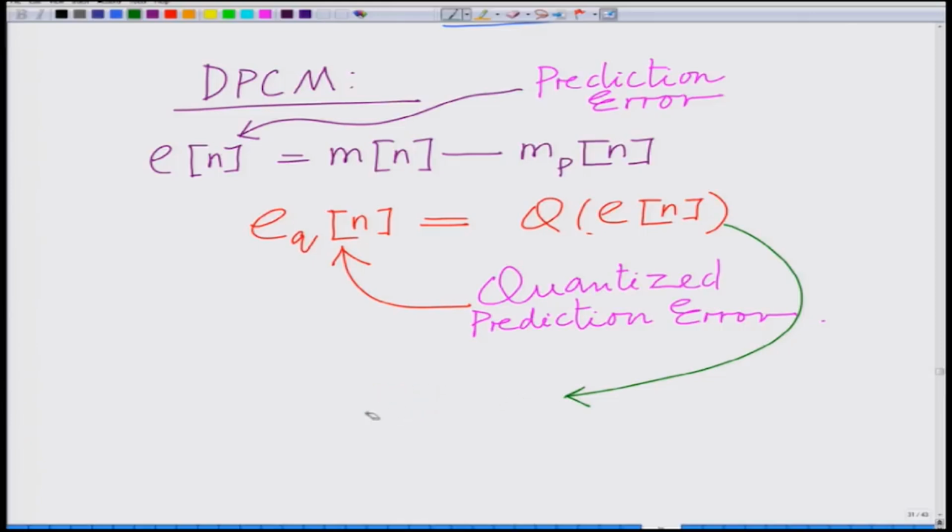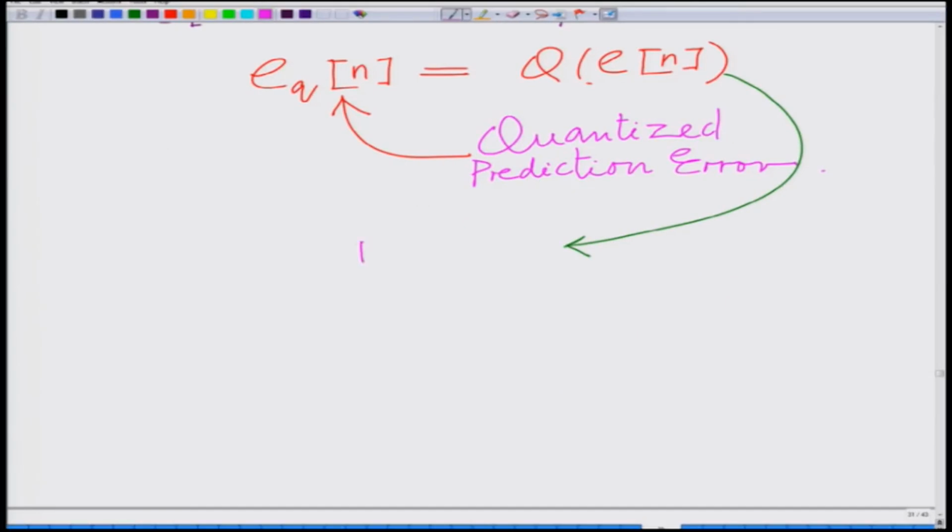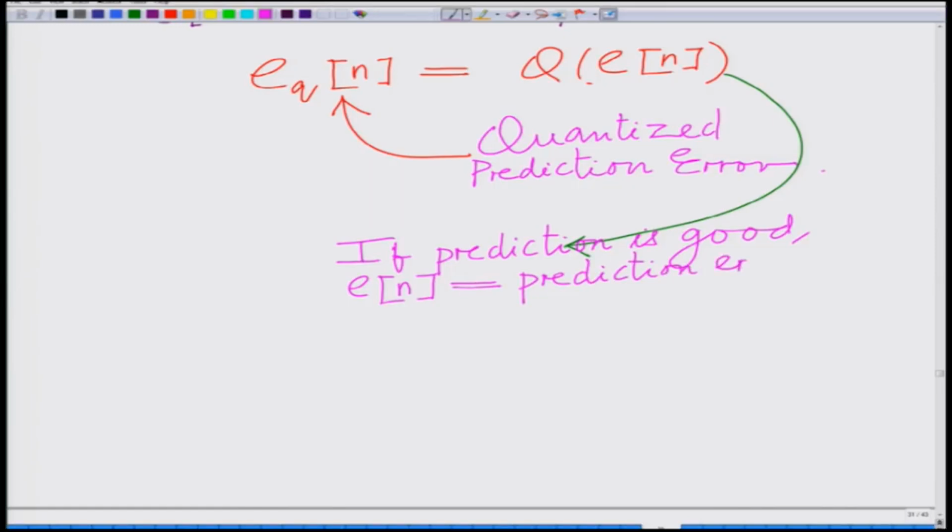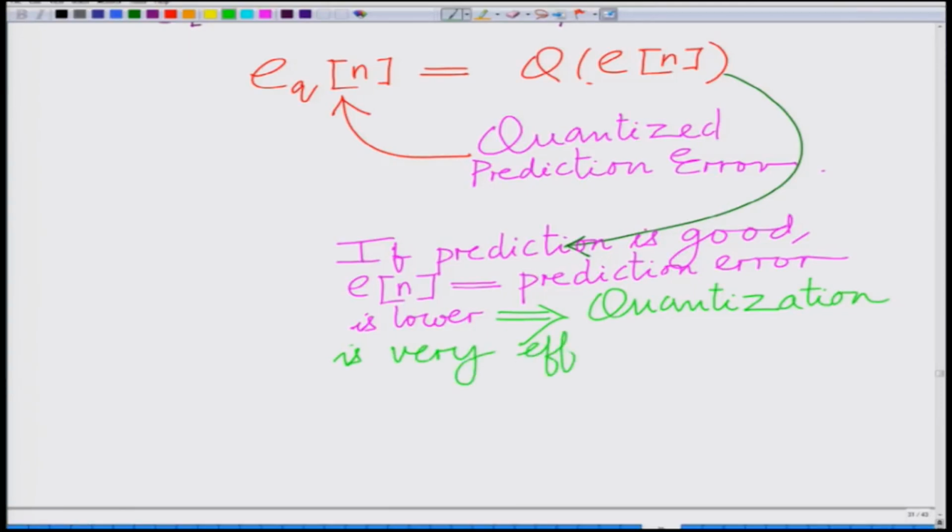If the prediction is good, it means MP of n is a very accurate representation of M of n. Then E of n, which is the prediction error, is lower. This implies that the quantization is very efficient. Therefore, we need very accurate prediction. All right, in DPCM we need very accurate prediction.